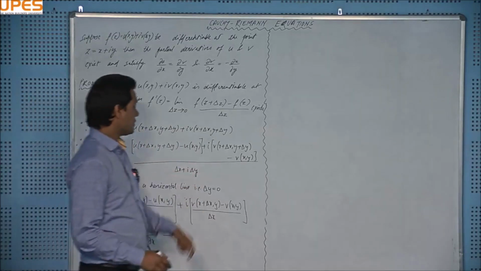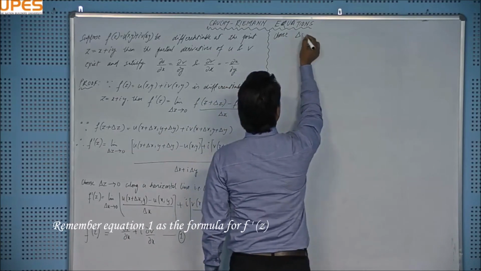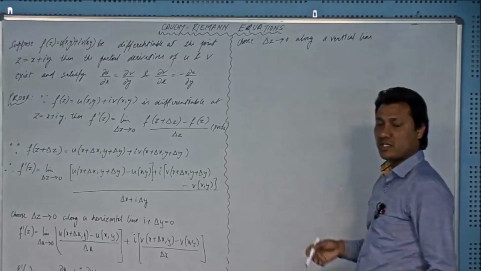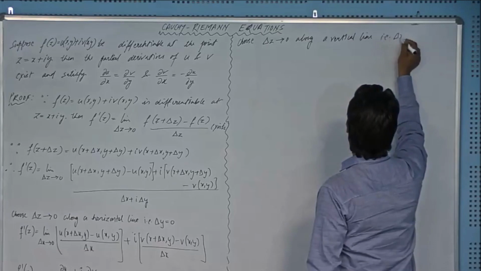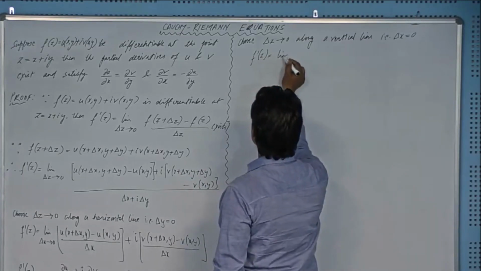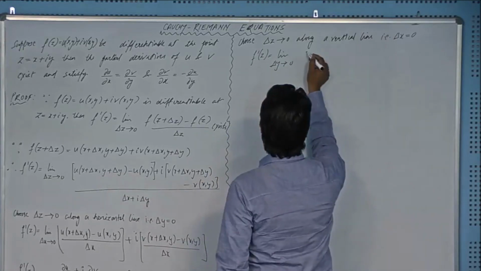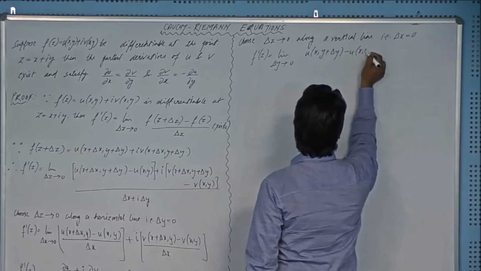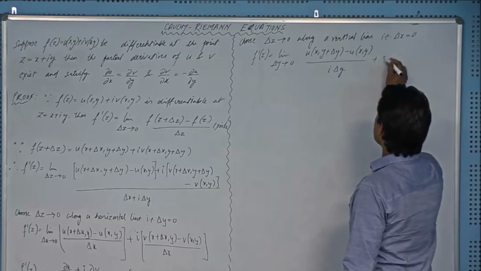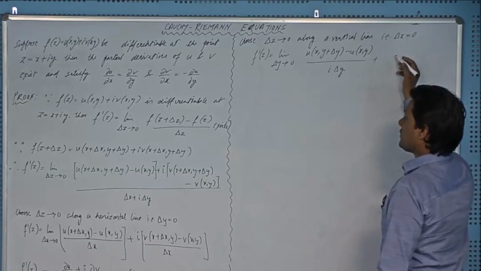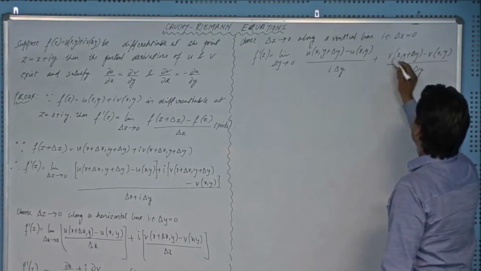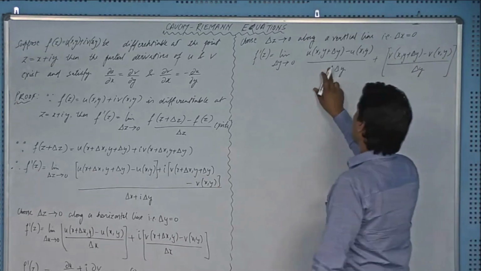Now choosing delta z to 0 along a vertical line. If the line is vertical, then there will be no change in the value of x, so delta x equal to 0, and plugging this delta x equal to 0 here I will get f dash z equal to limit delta y tending to 0 of u(x, y plus delta y) minus u(x, y) over iota delta y, plus iota times v(x, y plus delta y) minus v(x, y) over iota delta y, and the iota will be cancelled.